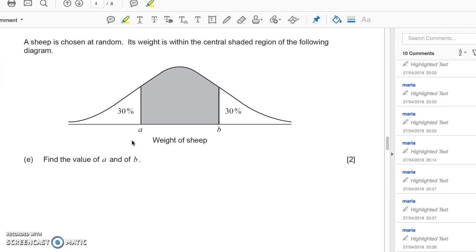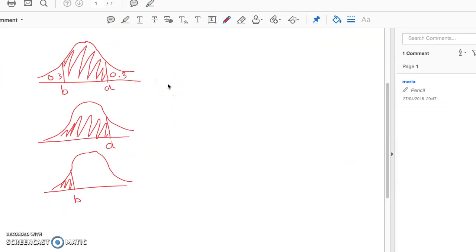Well, that's what they asked me in the last question. A sheep is chosen at random. Its weight is within the central shaded region on the following diagram. So what is this? Between A and B, and I have 30% in this region, 30% in that region. Find the values of A and B. So that's the exercise I wanted to explain before. I want to calculate the central area, knowing that 0.3, 30%, is higher than A, and 0.3, 30%, is lower than B. But the only thing I can do in the calculator is smaller than. So I need to put 2 steps. Smaller than A is going to be this, and smaller than B is going to be that region.